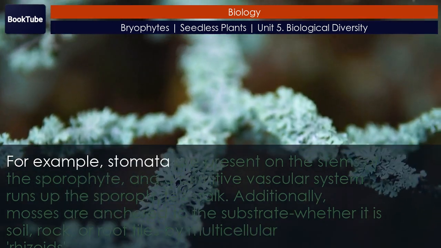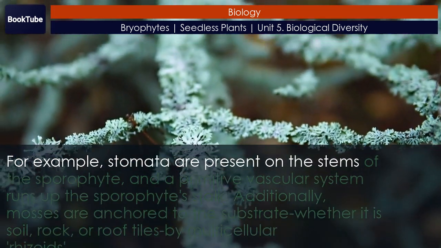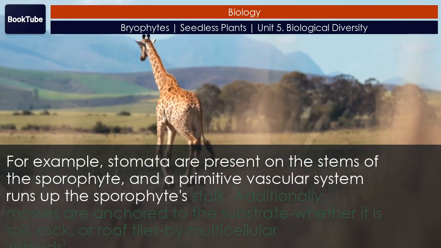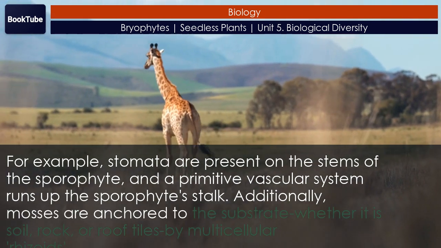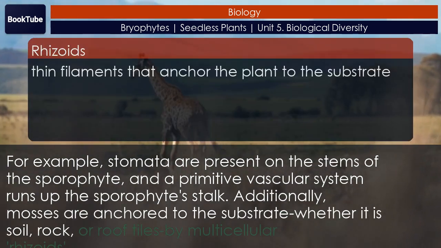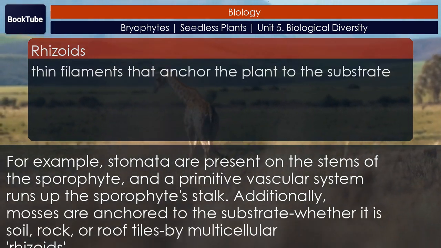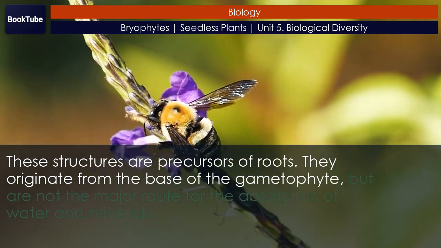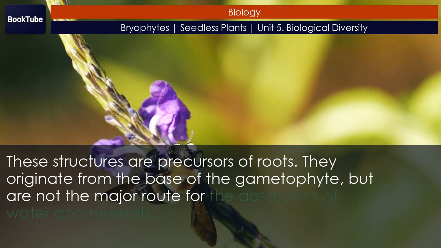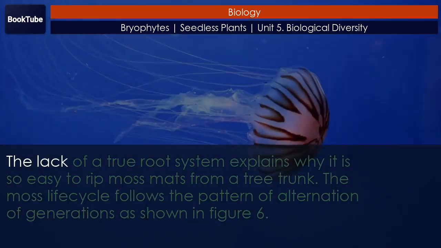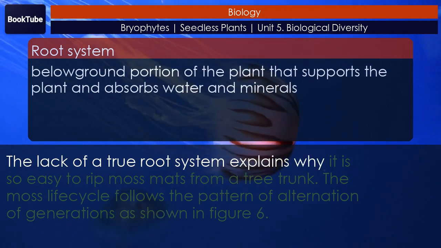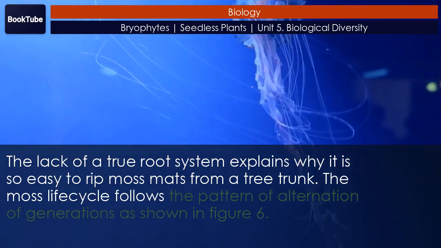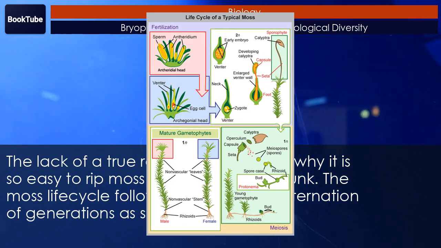For example, stomata are present on the stems of the sporophyte, and a primitive vascular system runs up the sporophyte's stalk. Additionally, mosses are anchored to the substrate, whether it is soil, rock, or roof tiles, by multicellular rhizoids. These structures are precursors of roots. They originate from the base of the gametophyte, but are not the major root for the absorption of water and minerals. The lack of a true root system explains why it is so easy to rip moss mats from a tree trunk.